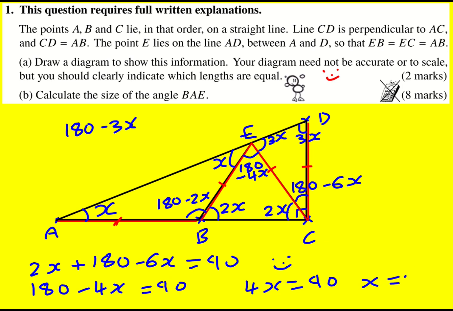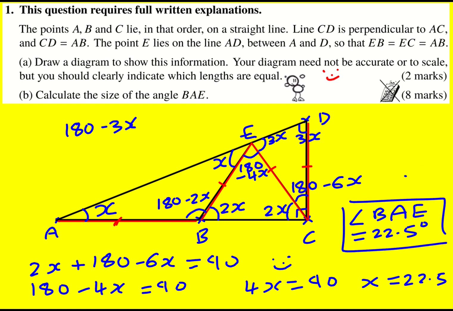x equals 22.5. Now, I introduced x, so just to finish, I should probably say angle BAE equals 22.5 degrees. Nice.